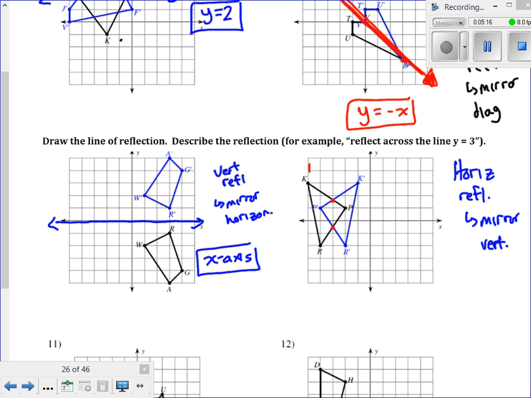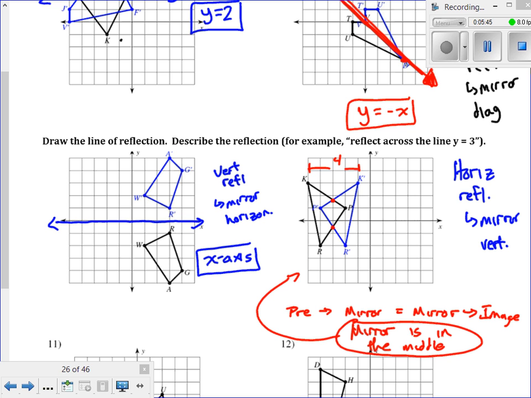Another way to look at it, well, from K to K prime, that looks like it's a gap of 4. If we think back to, right, the pre-image to the mirror should be equal to the mirror over to the image. We saw that first day with reflections. Well, another way to think about that is the mirror is in the middle. Okay? So take this concept, the mirror is in the middle, right back up here. Well, if K and K prime are 4 apart, that means the middle of 4 is 2. Go 2 away from each of those, and you're right there.